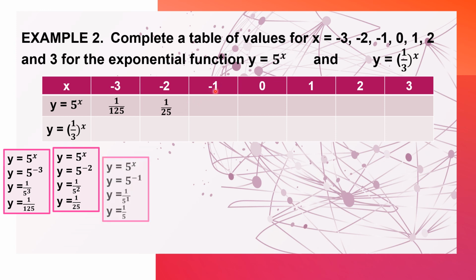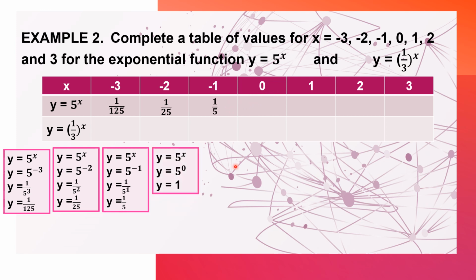If x is negative 1, we just change x into negative 1. So we have now 1 over 5 raised to 1. And 5 raised to 1 is equal to 5. So y now is equal to 1 over 5. So if x is negative 1, our y here is 1 over 5. So if x naman is 0, we just change x to 0 and any number raised to 0 is equal to 1. So if x is 0, our y here is 1.